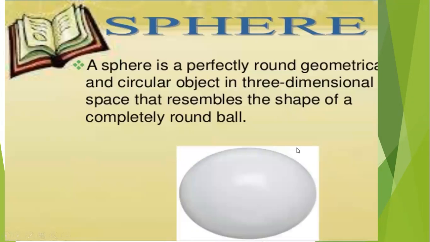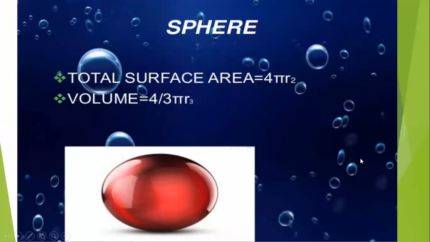Then we have finally the sphere, which is a perfectly round geometrical and circular object in three-dimensional space, and it exactly resembles a round ball, as you can see. So the total surface area is got by using that formula there. 4/3 pi r cubed, that is the volume of a sphere. Please remember, this 3 is a power. It's like that, 4/3 pi r cubed.